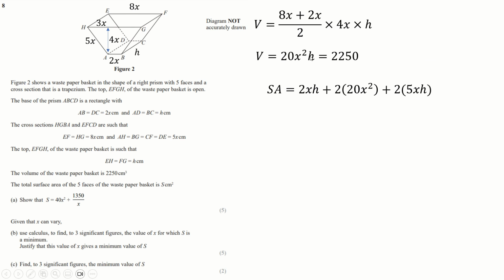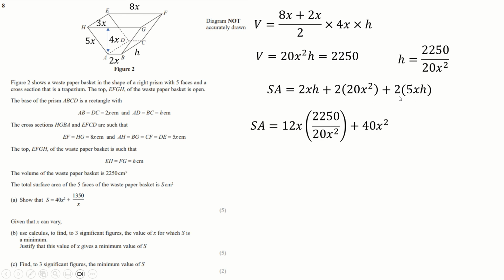Volume is this, which means if I rearrange that for h, I get this. And now the aim is to put the h into the surface area bit. So whenever I see an h, and by the way, this is obviously 12xh here. So okay, yeah, I've said that, and then I put the h in here as well. The x's cancel to leave 1 on the bottom.